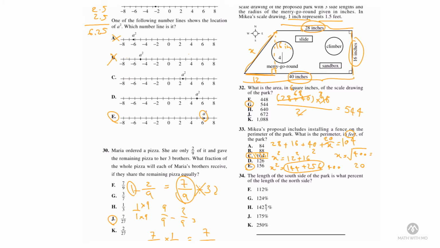The length of the south side of the park is what percent of the length of the north side? Alright, so it's easy. The south side is 40, the north side is 28. So 40 over 28 times 100. 40 over 28 is 1.4285, times 100 becomes 142.85. So here we got the answer 142.